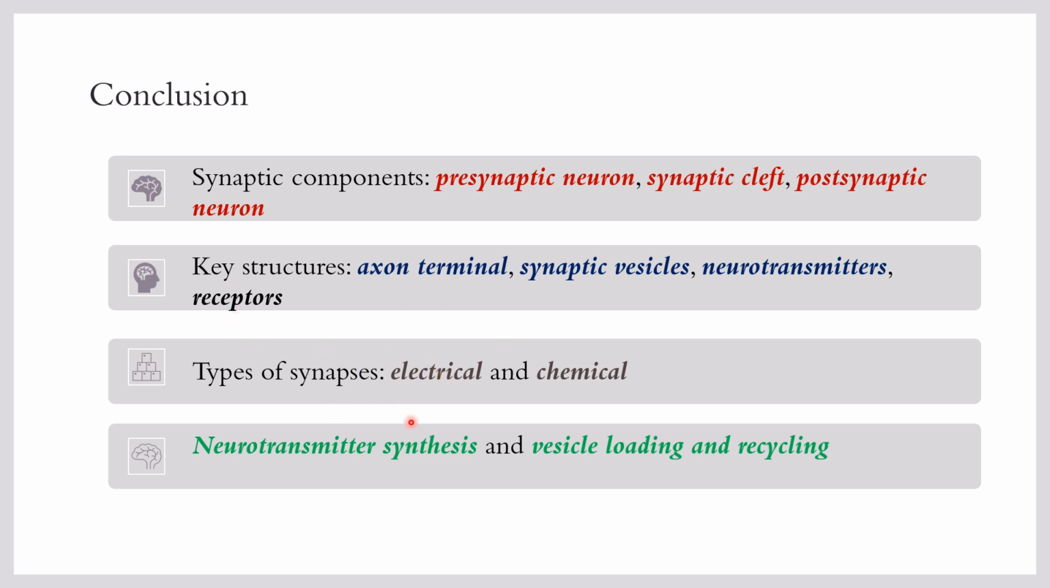We have two types of synapses: electrical and chemical. We covered today the chemical synapse, and we discussed neurotransmitter synthesis and vesicle loading and recycling. Of course, things are a lot more complicated than discussed here, but for a basic understanding, I hope this information is enough.